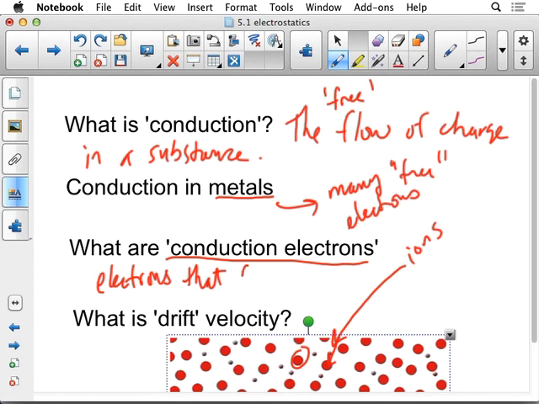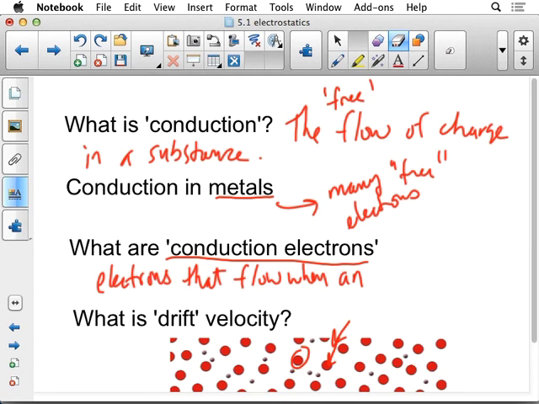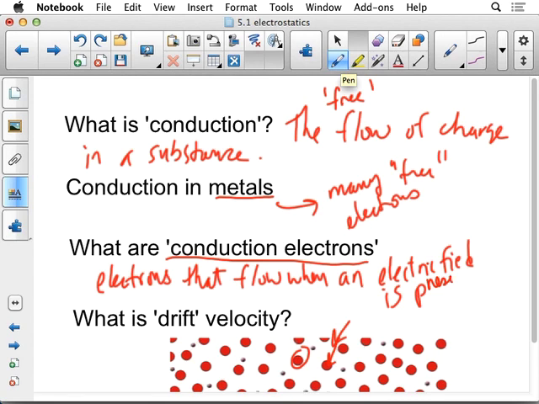And that flow happens when an electric field is present. Okay, conduction electrons are the electrons that flow when an electric field is present.